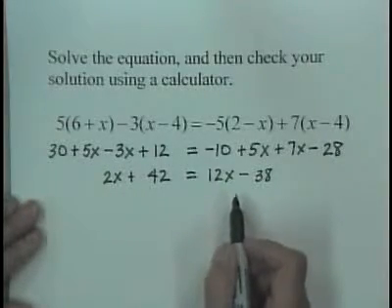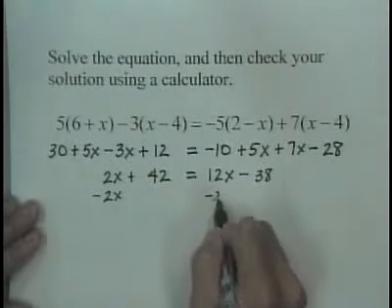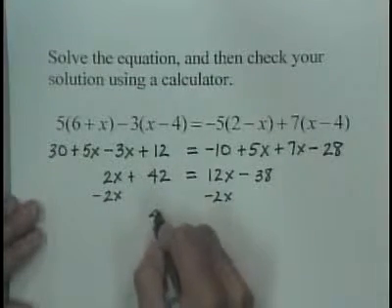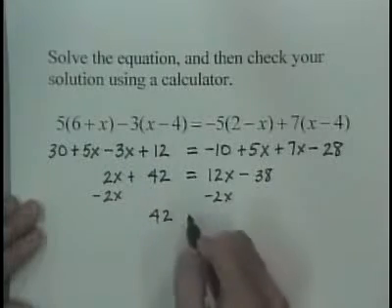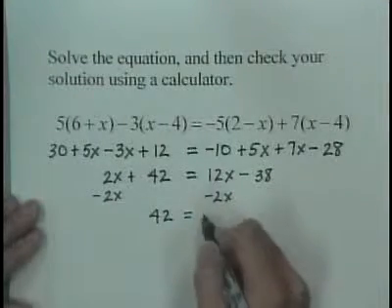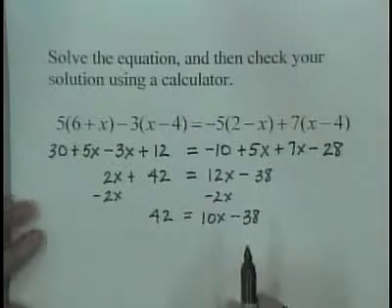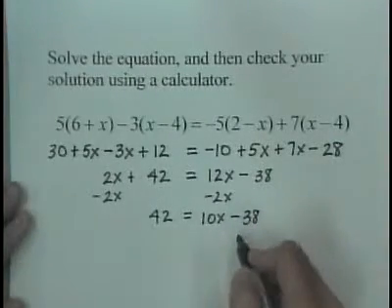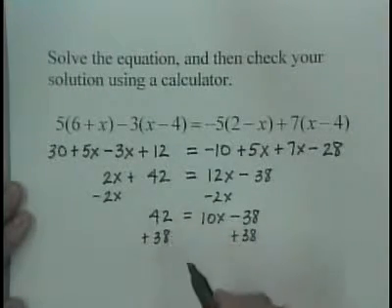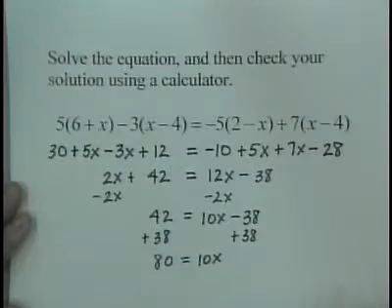Now I need to put my x's together on one side of the equation or the other. Let me subtract 2x from each side of the equation. All that leaves on the left-hand side is the number 42, because 2x minus 2x is 0. On the right-hand side, I have 12x minus 2x, which is 10x, and still minus 38. Now I want to add 38 to each side of the equation, which will give me on the left 80 and on the right 10x.